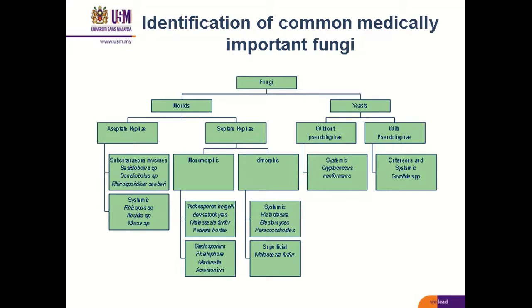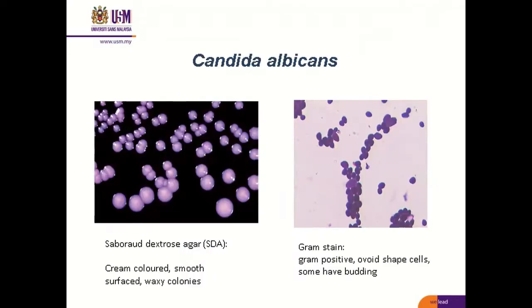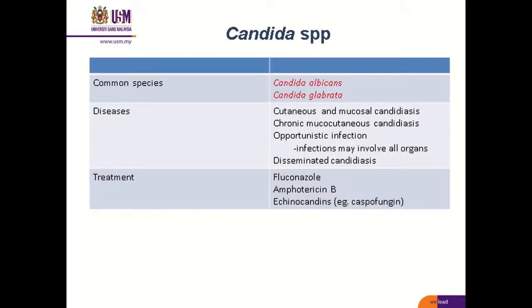So for Candida, the most common is Candida albicans. On gram staining, we can see gram-positive, ovoid-shaped cells, and some of the cells have budding. On Sabouraud's agar, we can see cream-colored, smooth surface, waxy colonies. The common species of Candida include Candida albicans, Candida glabrata, and others.